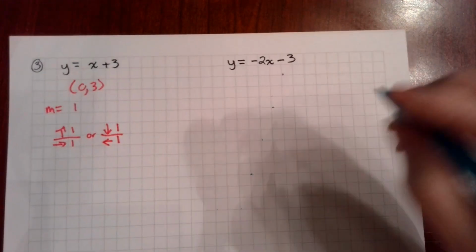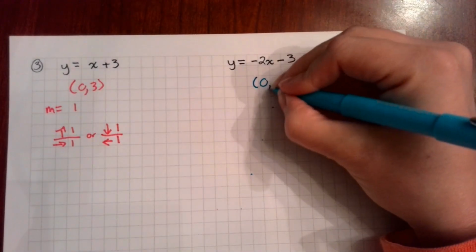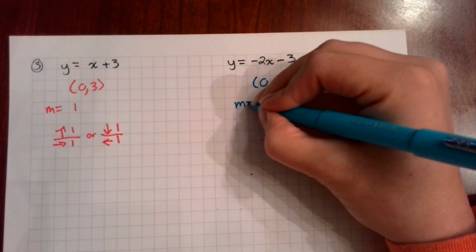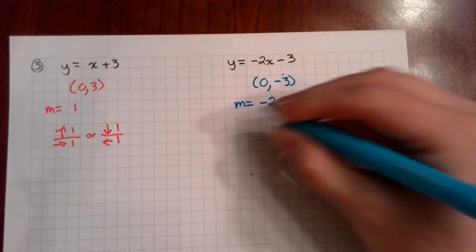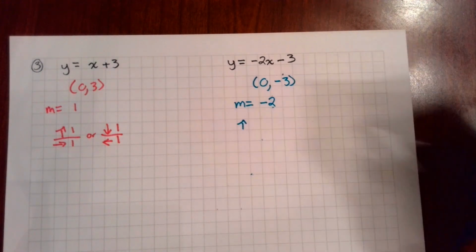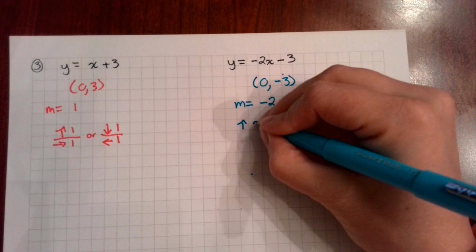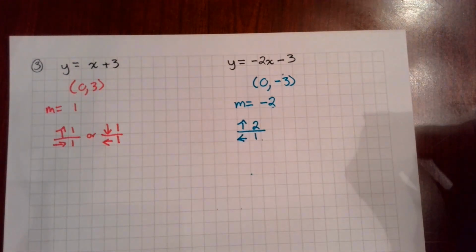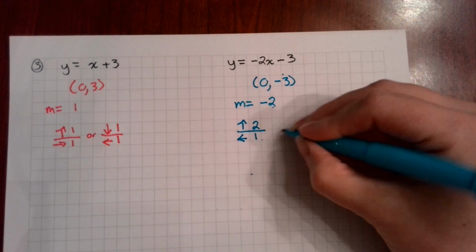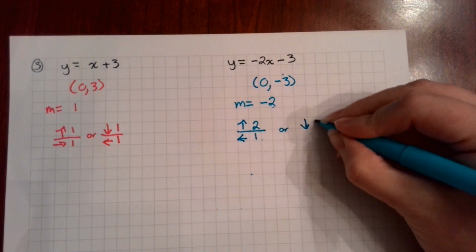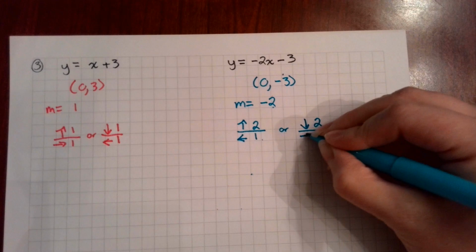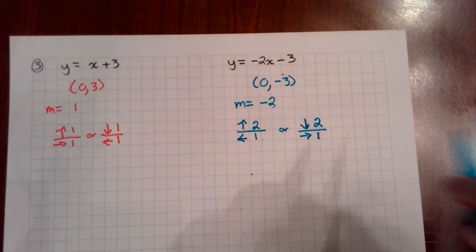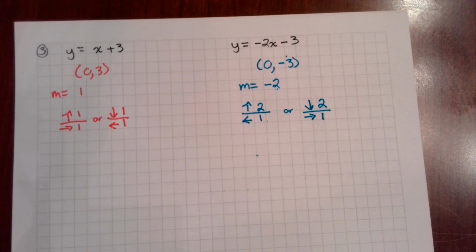Okay, line number 2, we have a y-intercept at 0, negative 3, and a slope of negative 2. That means we are going to go up 2 but to the left 1, or down 2 and to the right 1. Okay, let's go ahead and get that graphed.